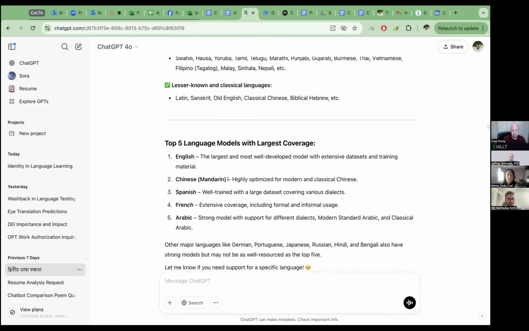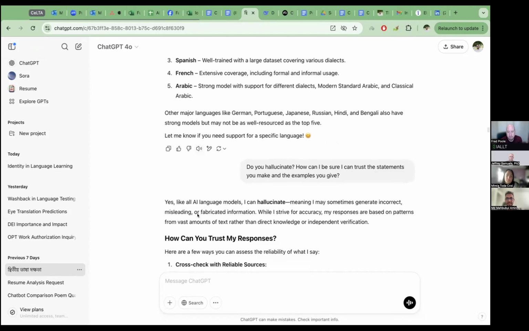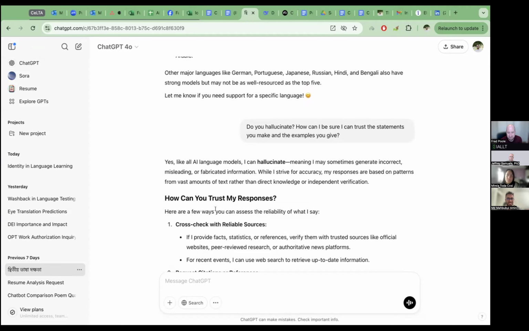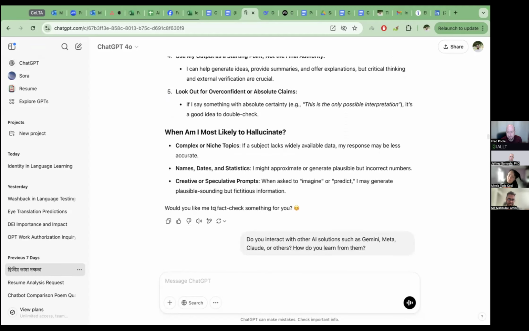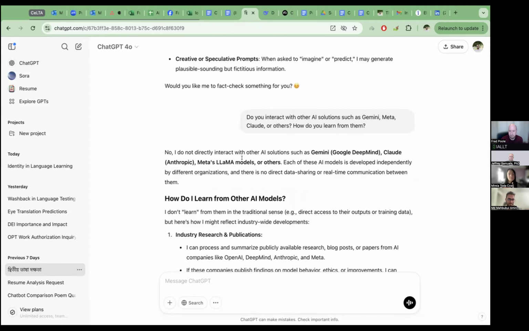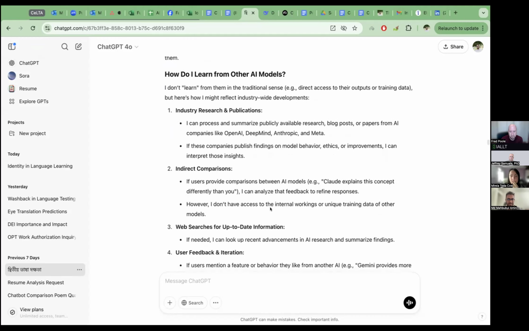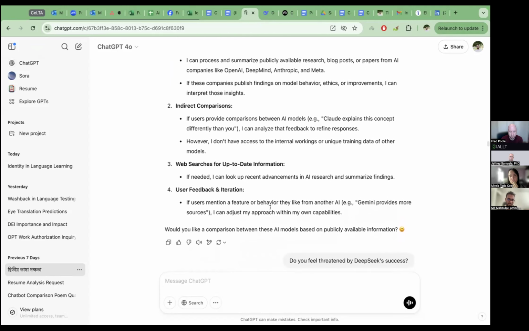So these are the five, there's no surprise here: English, Chinese, Spanish, French, Arabic. Then the question is, do you hallucinate? It said yes, it hallucinates, and explained how to cross-check the hallucination and other things. Then, do you interact with other AI solutions such as Gemini, Meta's Llama models, or others? It said no, it doesn't, and it gave me some ideas about how it interacts.